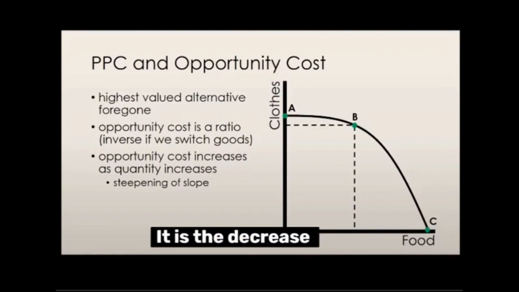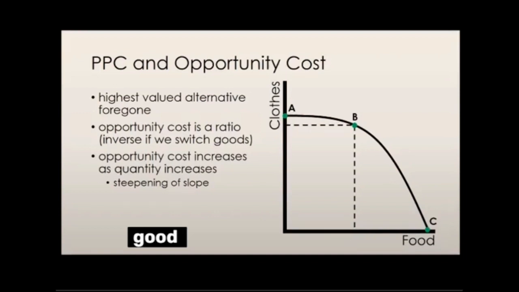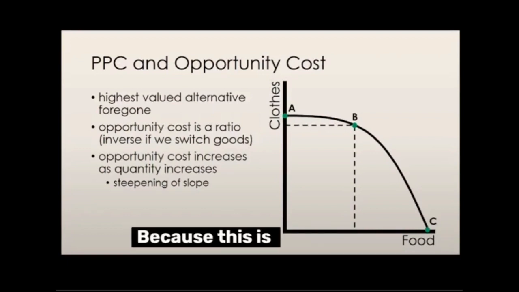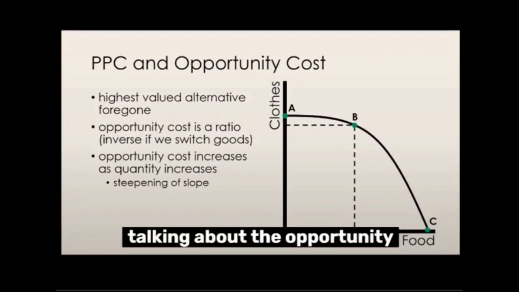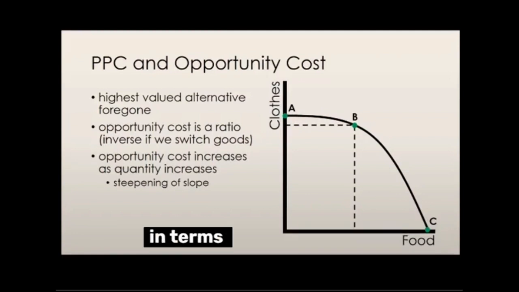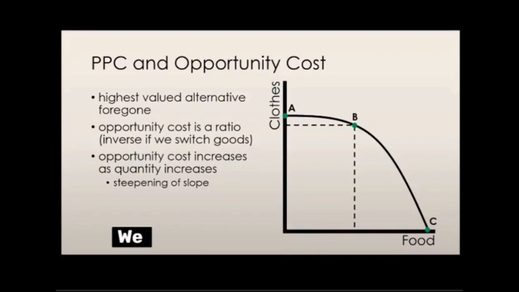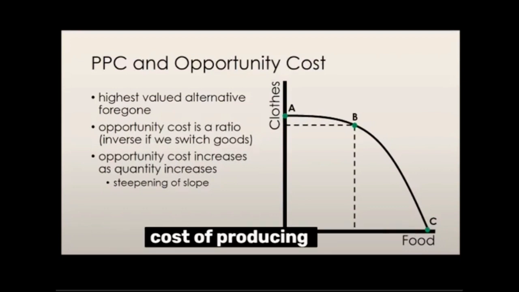Just bear with me. Opportunity cost is seen as a ratio. It is the decrease in the quantity produced of one good divided by the increase in the quantity produced of the other good as we move along the curve. Because this is a ratio we're talking about, the opportunity cost of producing more clothes in terms of food is simply the reciprocal of the opportunity cost of producing more food in terms of clothes. Like I said, just bear with me, this will all make sense in a minute.